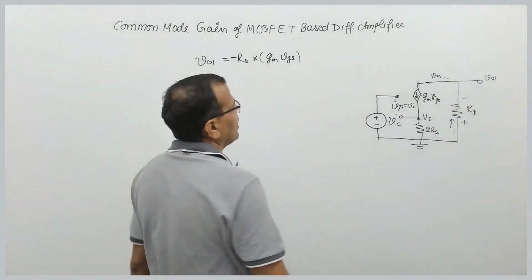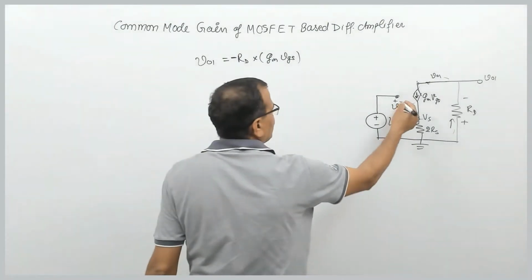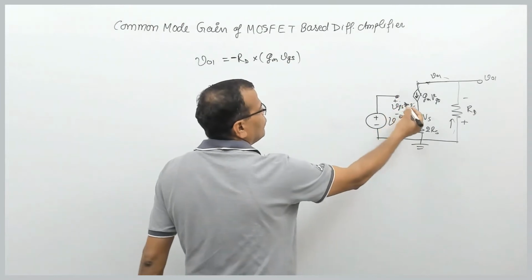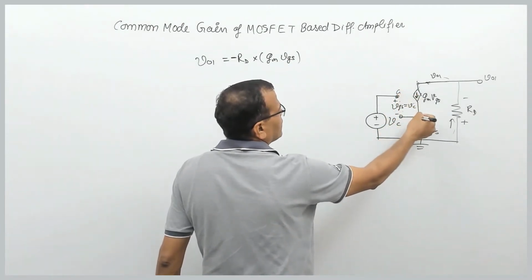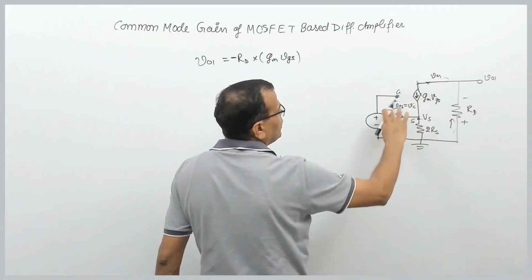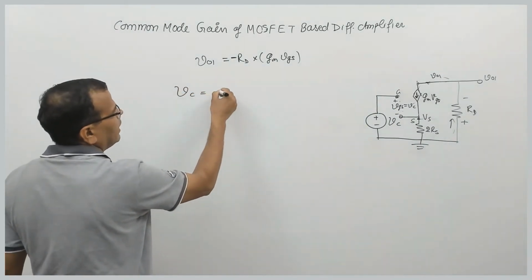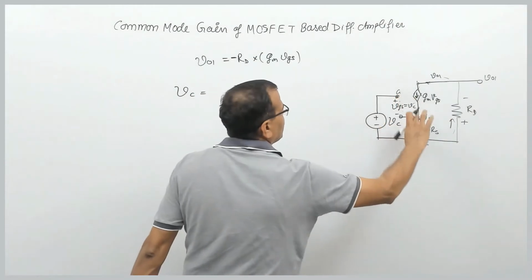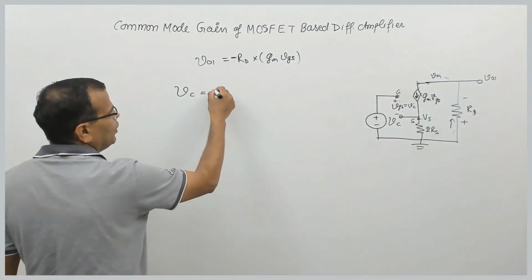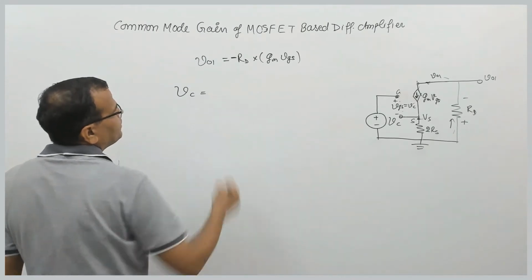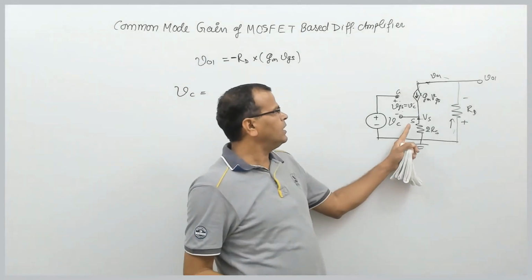Now I have to find this voltage VGS. This is voltage between this terminal G and S, that is VGS. But what is VC? You can see voltage VC here is this voltage plus drop across this. So VGS or VC is equal to, see it carefully please.